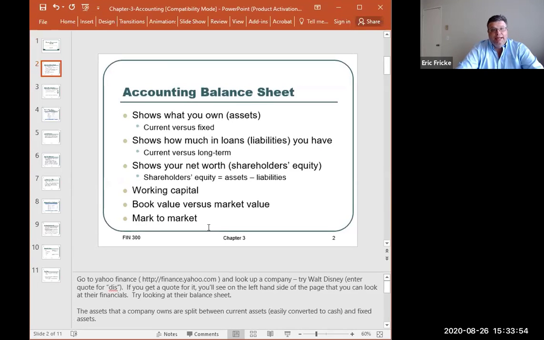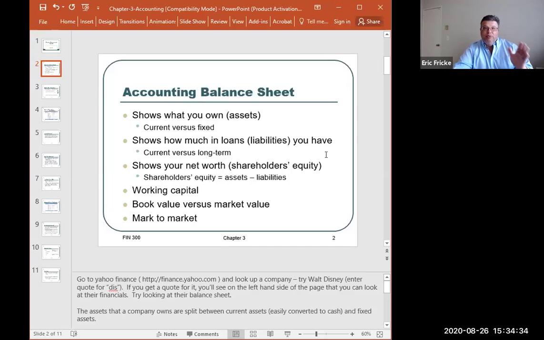So the first thing to talk about is the balance sheet. The balance sheet is basically a listing of everything that the company owns in terms of real assets and everything the company owes in terms of debt, in terms of liabilities. And then it shows what the net worth is of the company. Because if you take the assets that the company owns and subtract everything they owe, the liabilities, what you're left with is the net worth or shareholders' equity. Assets minus liabilities equals shareholders' equity, right? And that's what we get from the balance sheet.